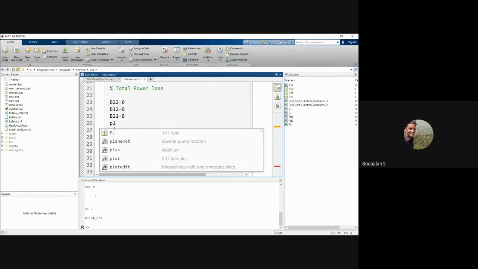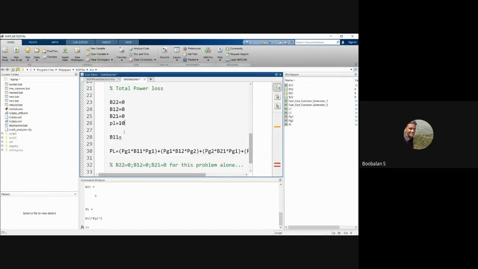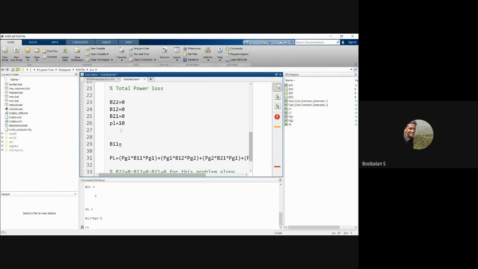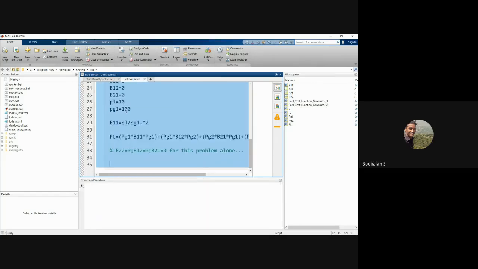Small PL is equal to 10 megawatt. In the same way, I'm manually entering these values. So PL is now 10 megawatt. PG1 is now 100 megawatt. Now you can use PL divided by PG1 whole square. Now this P1 is going to work. Yeah, it's getting evaluated. So now total PL equals PG1 the whole square divided by 10,000.